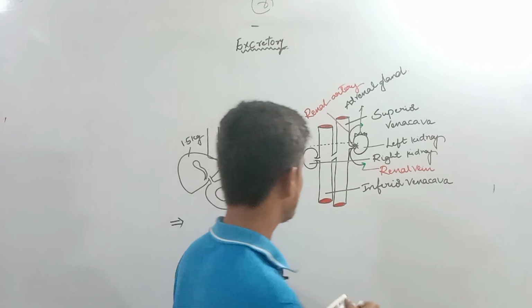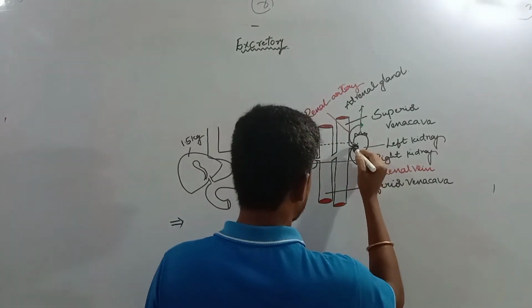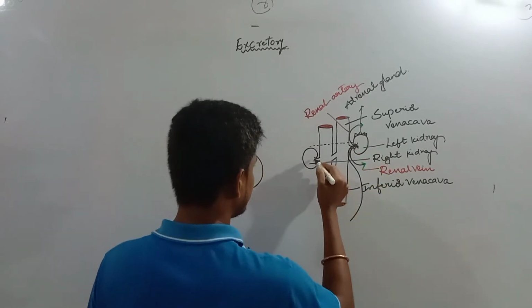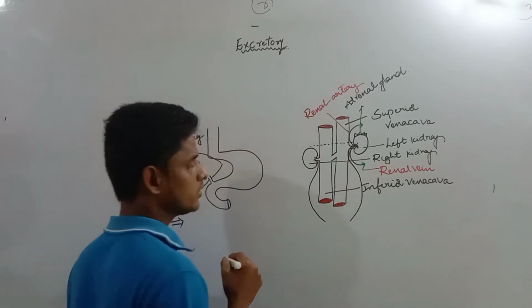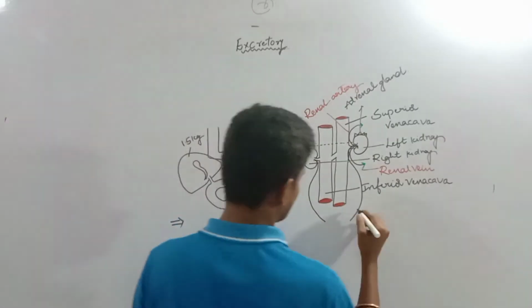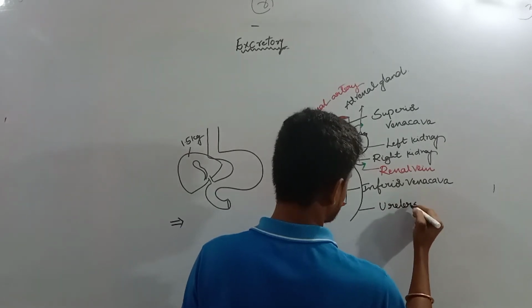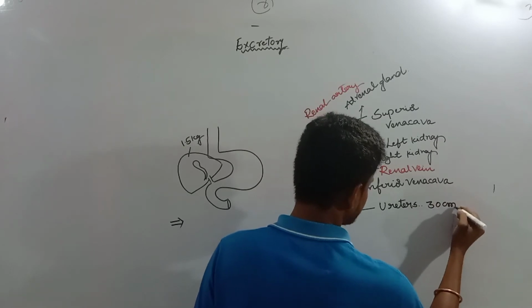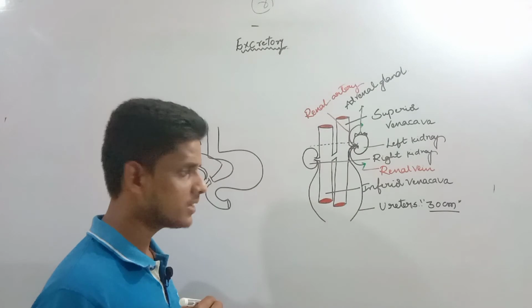What is that? Ureter. So I would like to say it is a pipe or tube-like structure that arises from the inferior region of the kidney. They are called ureters. What is this? These are called ureters. The length of each ureter is 30 centimeters.